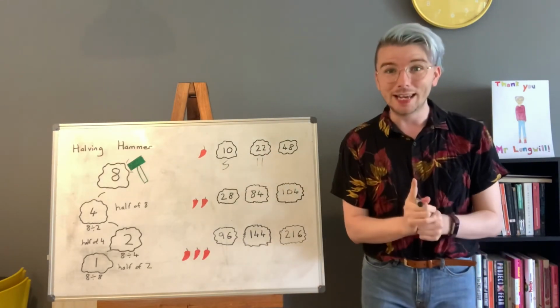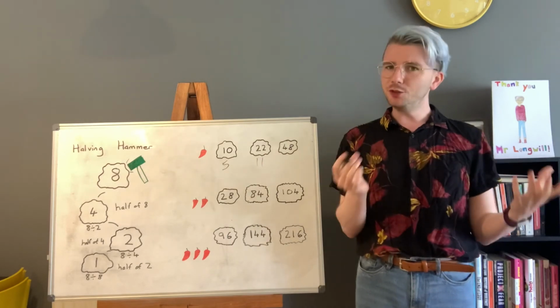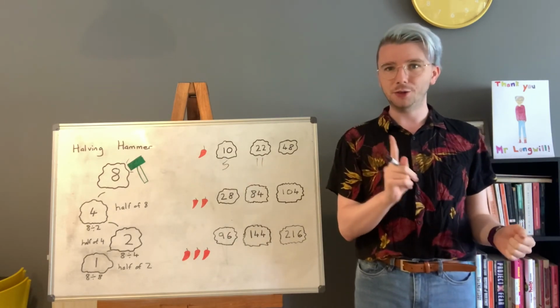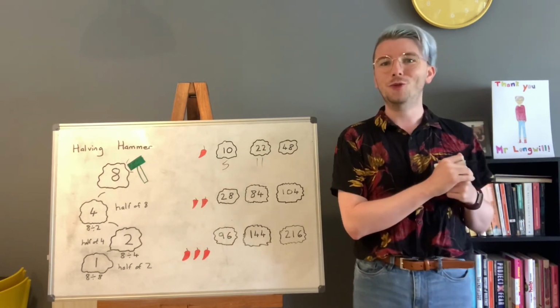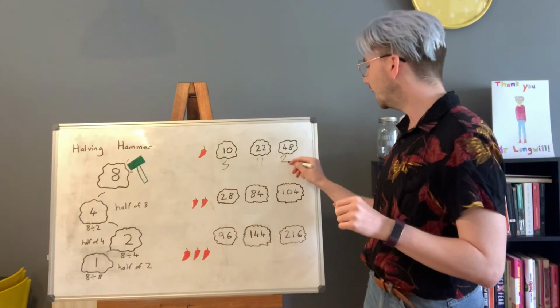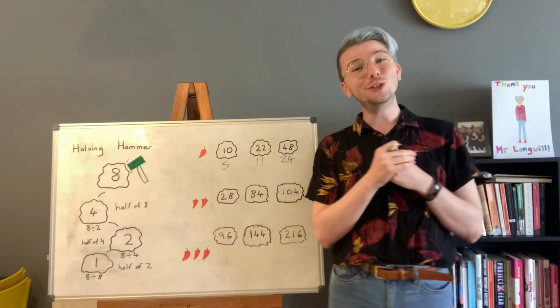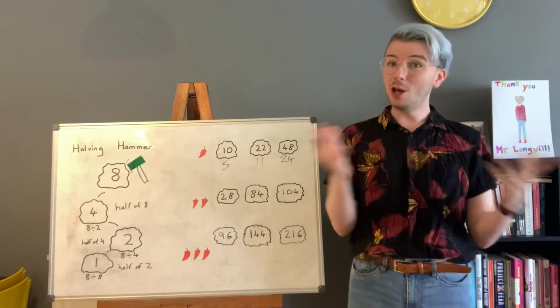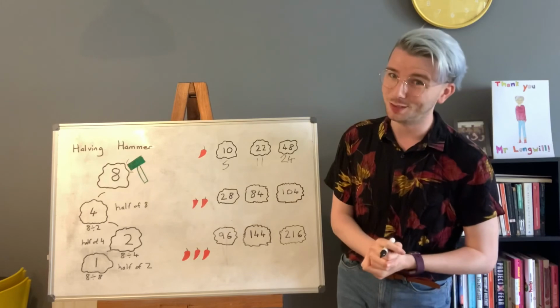Finally, 48, a much bigger number. If we use our halving hammer, or divide by 2, what answer should we get for this one? The answer we should get is the number 24. And those are the answers to our mild problem. Now I'll be back in a moment to go over the medium solution.